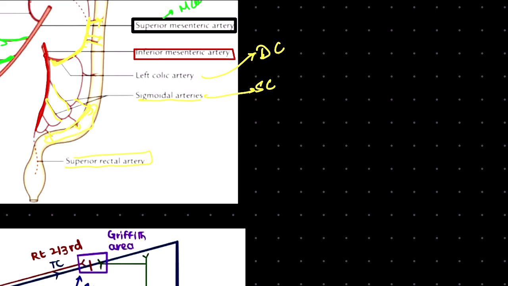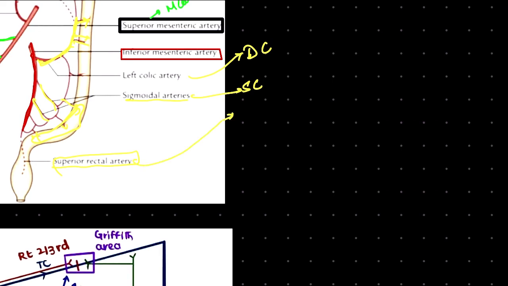What about the superior rectal artery? Sorry, first, what are the sigmoidal arteries doing? They are supplying the sigmoid colon, and another is the superior rectal artery. What is the superior rectal artery doing? As the name suggests, it will supply the upper rectum, right, and upper anal canal.